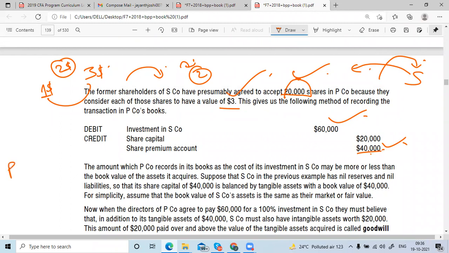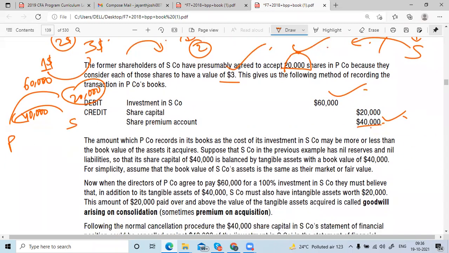P company is acquiring subsidiary. Previously, P company paid cash of 60,000 and took all the shares of subsidiary, 40,000 shares. And 20,000 is nothing but the additional amount they paid. Now what is happening? P company is buying subsidiary company. But here how they are buying is they are not paying cash. They are giving their shares, and they are exchanging these guys' shares.